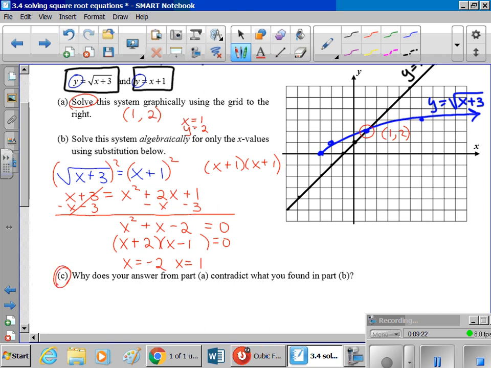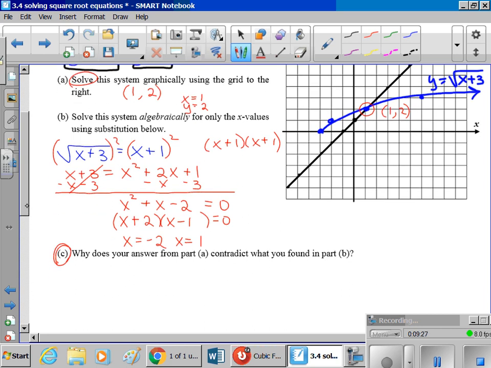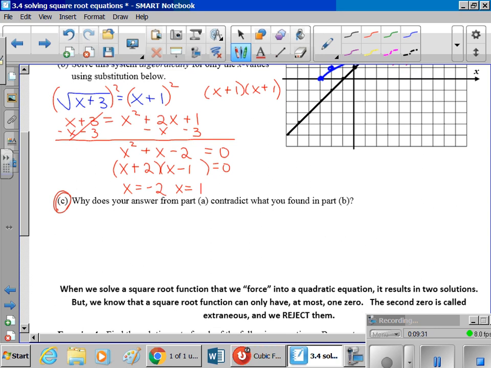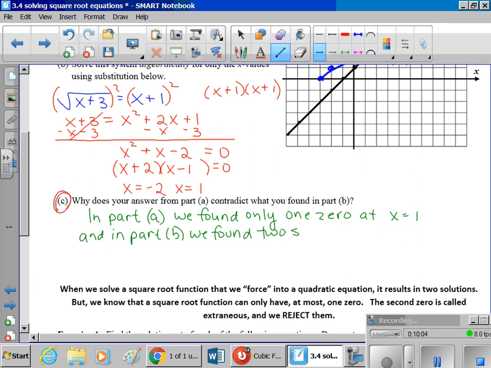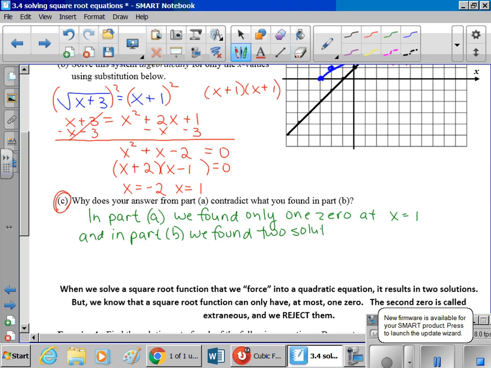C says, why does your answer from part A contradict what you found in part B? Because in part A I found only 1 zero. So I'm going to write in part A, we found only 1 zero at x equals 1. And in part B, we found two solutions at x equals 1 and x equals -2. So one of these is not going to work.